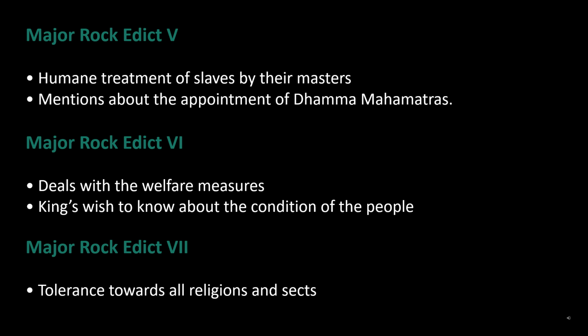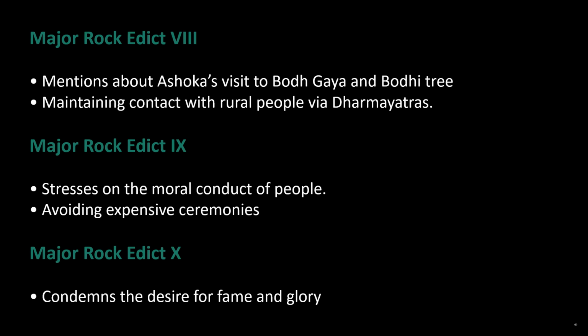Major Rock Edict VII. Tolerance towards all religions and sects. Major Rock Edict VIII. Mentions Ashoka's visit to Bodh Gaya and Bodhi tree. Maintaining contact with rural people via dharmayatras. Major Rock Edict IX. Stresses the moral conduct of people. Avoiding expensive ceremonies. Major Rock Edict X. Condemns the desire for fame and glory.